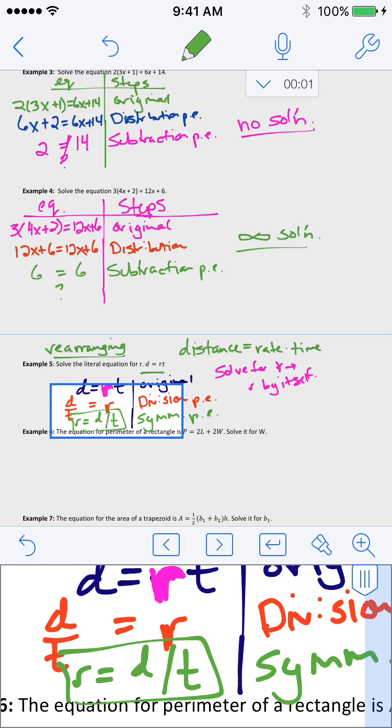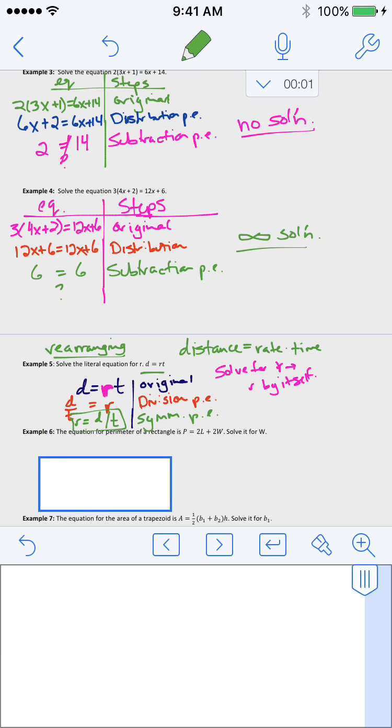And that's how we rearrange. Notice it was the same steps as last time, it's just that this time there are more variables. Let's try out another one.